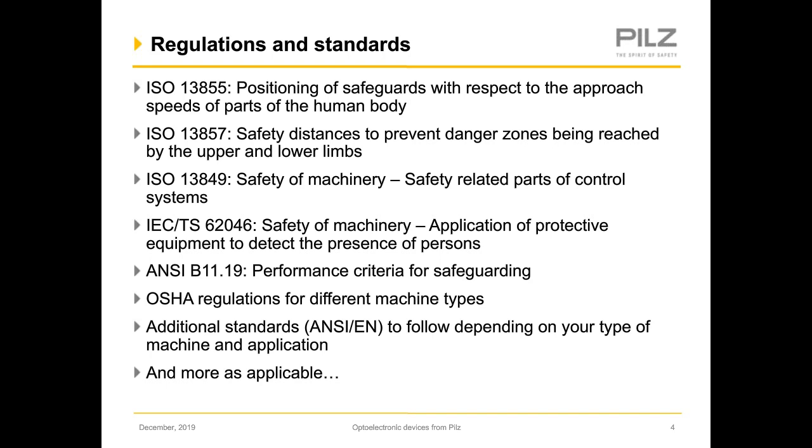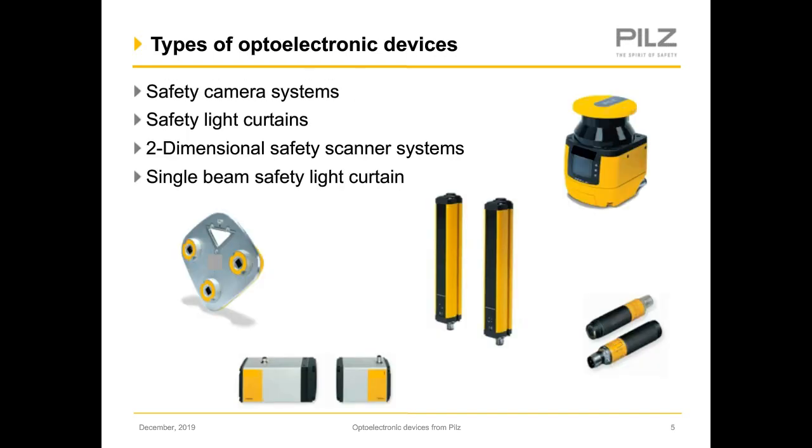Now coming to the types of optoelectronic devices. So there are on the market safety camera systems. Then of course we have the safety light curtain. Then we have the two-dimensional safety area scanners, and also there are single beam safety light curtains available, as you can see depicted in this slide.